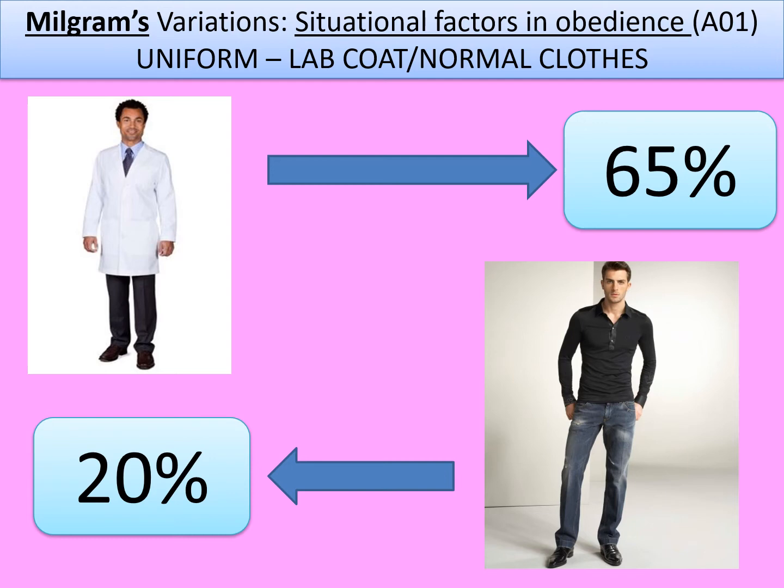We know that obedience was 65%. But when in one variation the experimenter was called away and another member of the public, who was meant to be a participant, was asked to act as the experimenter without a lab coat, wearing their ordinary clothes, obedience dropped to 20%. So this variation shows us that uniform is incredibly powerful when it comes to obedience. If someone's in uniform, like a police officer, for example, then you're far more likely to obey than if somebody's just in their regular clothes.